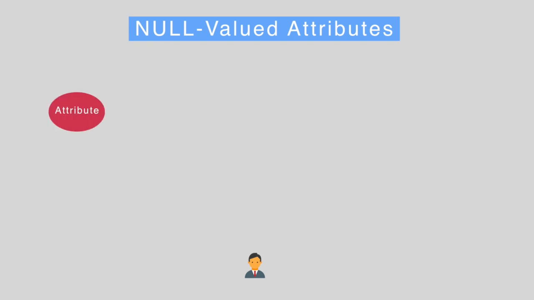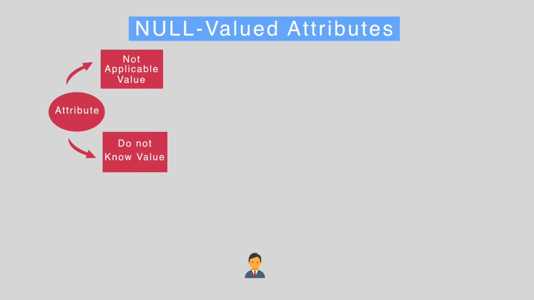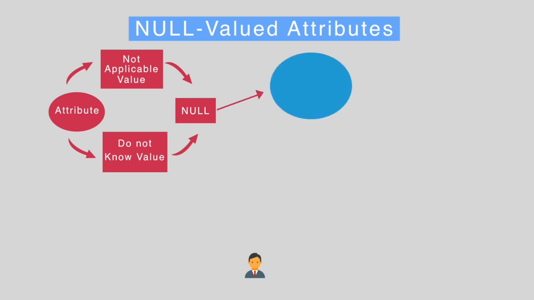In some cases, a particular attribute may not have any applicable value, or we do not know the value for an entity. In such situations, a special value called null is used for those attributes, and they are called null-valued attributes. There are two different meanings for the symbol null. They are not applicable and unknown.